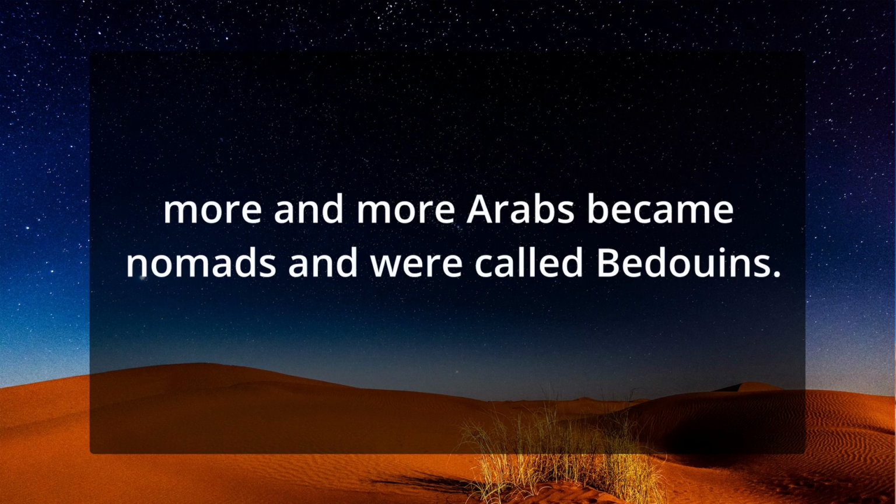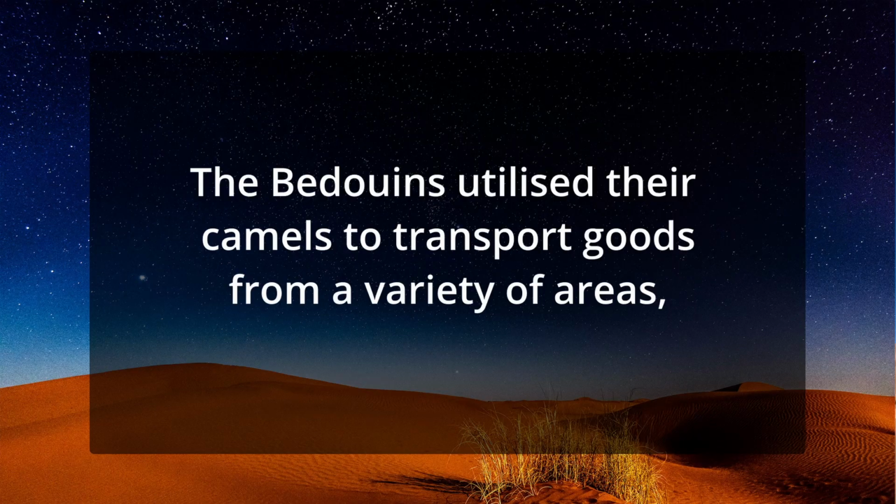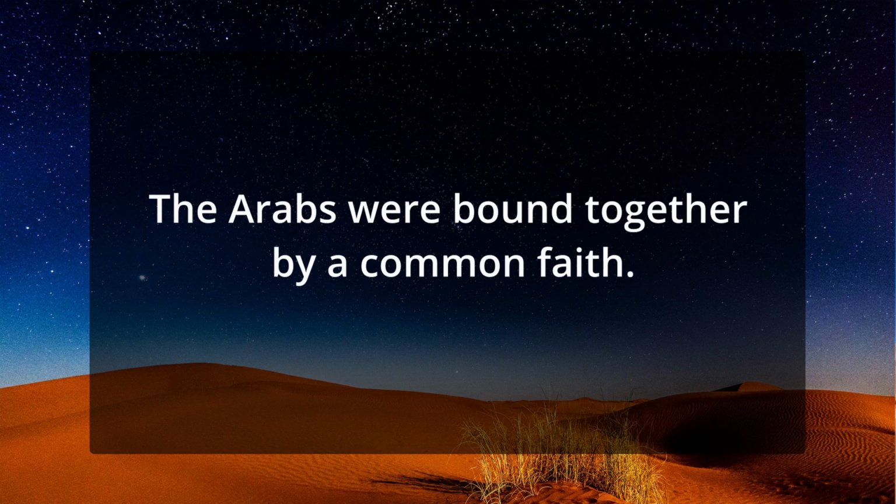The area had few people, and as time went on, more and more Arabs became nomads and were called Bedouins. Camel herding was an important part of the Bedouin way of life, and the Bedouins utilized their camels to transport goods from a variety of areas, including Syria. Conflict between different tribes was common since they were accustomed to a hard life. As a result of the lack of a strong central administration, raiding cities, robbing caravans, and brutal conflicts were all too prevalent. Despite these negative characteristics, the Arabs were bound together by a common faith.